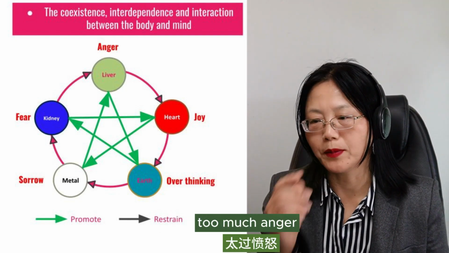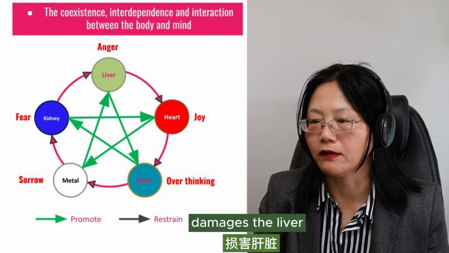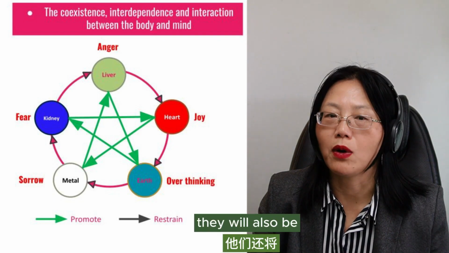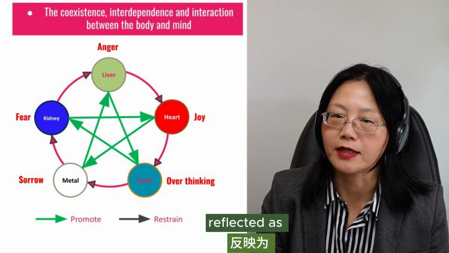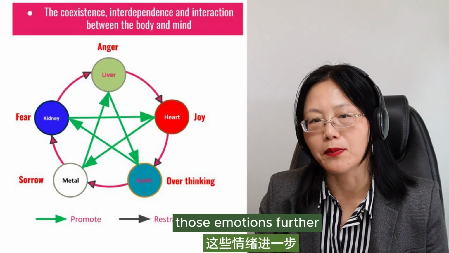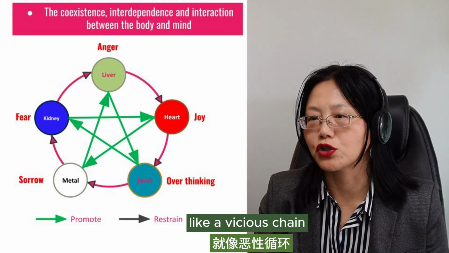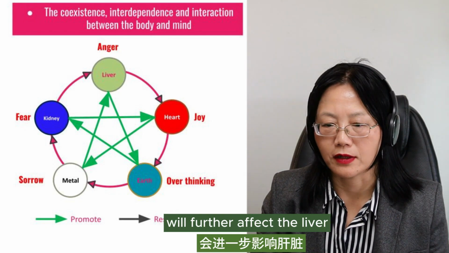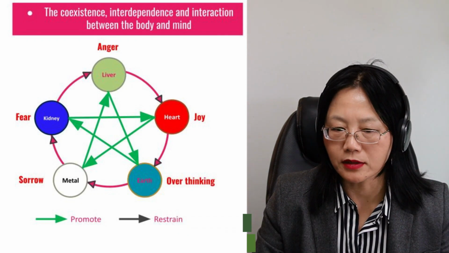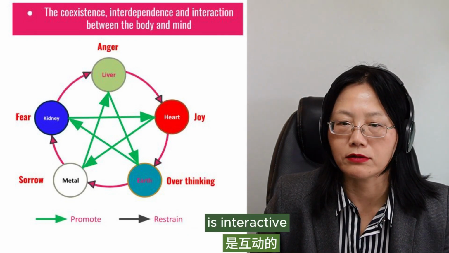For example, too much anger damages the liver. If the person has a liver problem, they will also reflect it as having a big temper, losing control all the time. Those emotions, like a vicious chain, further affect the liver. That's why the body and the mind interact with each other.